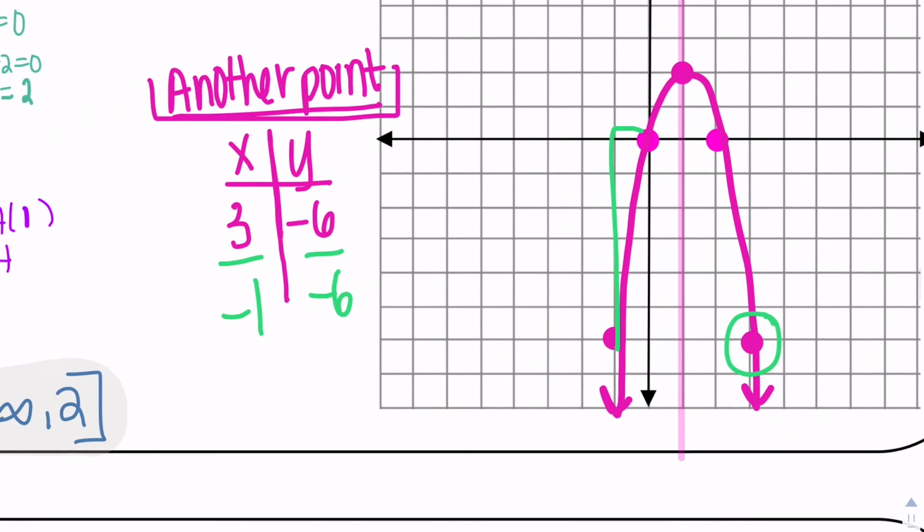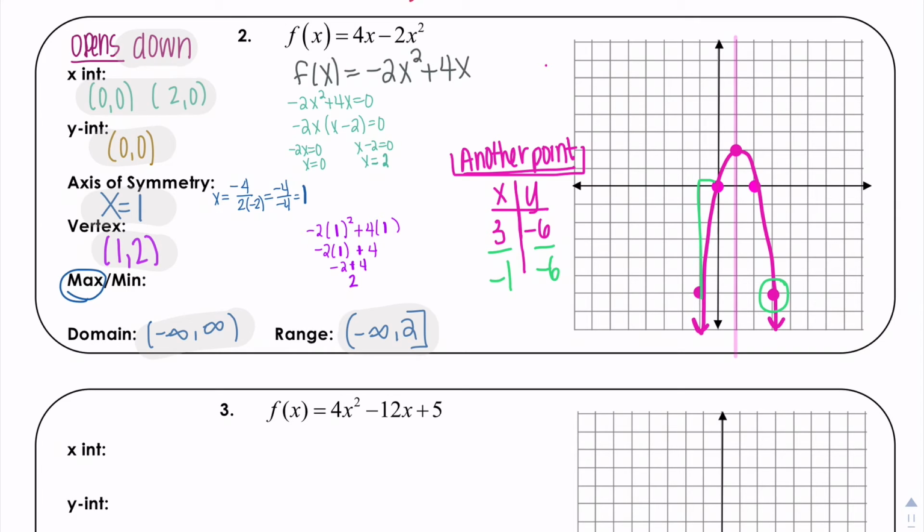Sweet. So, there's that. That's the answer for that. Your domain is negative infinity to infinity. Your range is negative infinity to 2.